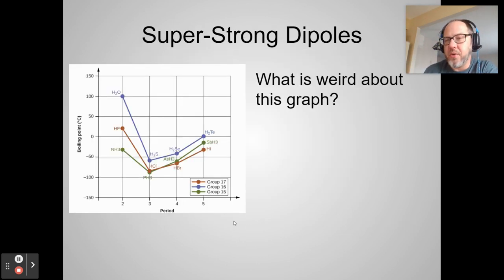So the evidence to support our super strong dipoles of hydrogen bonding is in this graph. If this were a linear relationship, a relationship of bond polarity, with the least polar bonds down here and the most polar bonds over here, or if you're talking about the most electrons, these guys have the most electrons and these guys have the least. So why, with the least electrons, are these guys such high boiling points compared to their neighbors? That's because of hydrogen bonding. The hydrogen bonding keeps these molecules together in a sample and gives them a very high boiling point relative to their size.